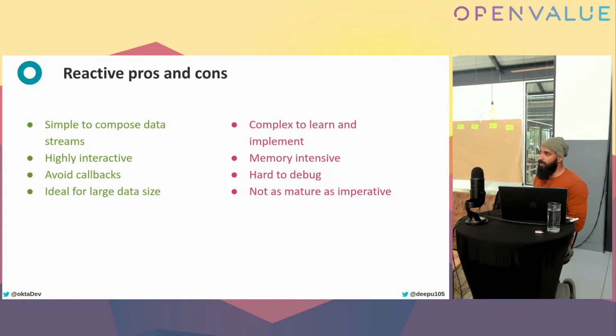They're generally harder to debug because they are asynchronous systems, distributed sometimes, reactive. So they're harder to debug than their imperative counterparts. And the ecosystem is still not very mature.